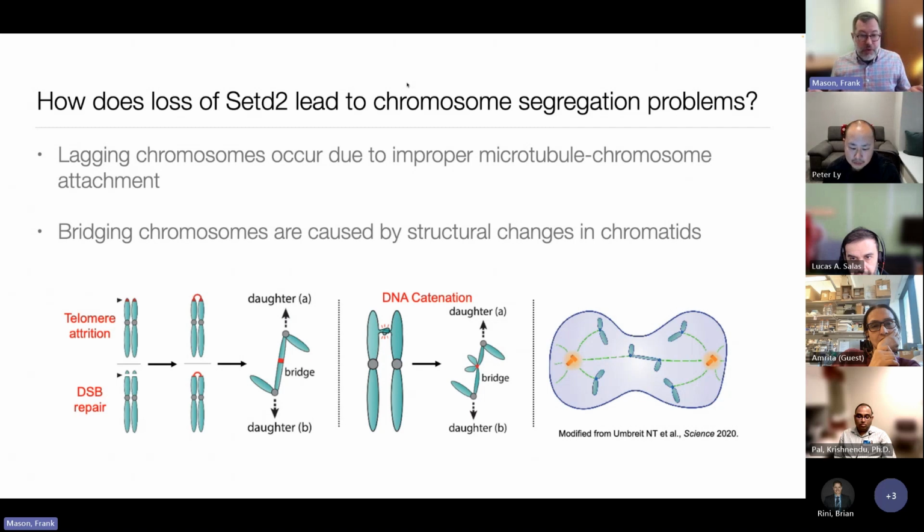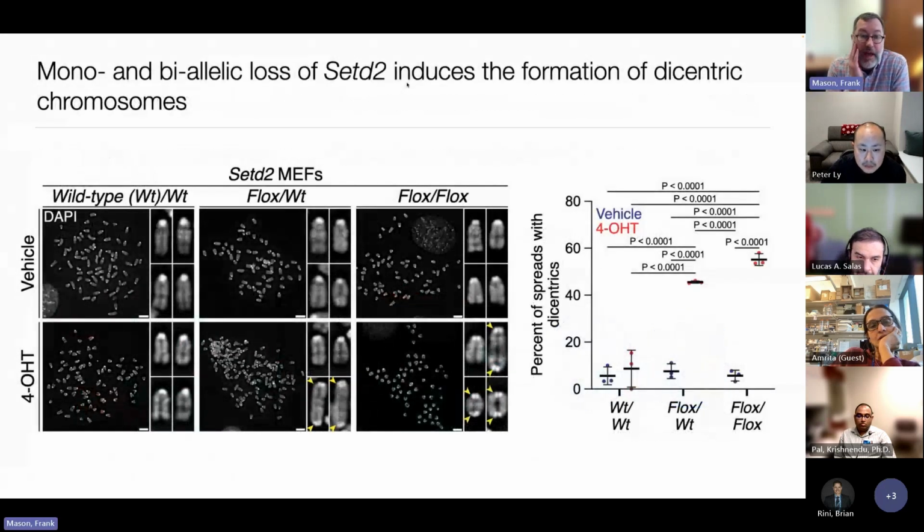And these dicentric chromosomes are important because microtubules from opposite sides can attach to two places on the same chromatid and pull and ultimately stretch that chromosome out and induce a chromosome break. And so we asked whether we were seeing changes in the structure of these chromosomes in SETD2 depleted cells.